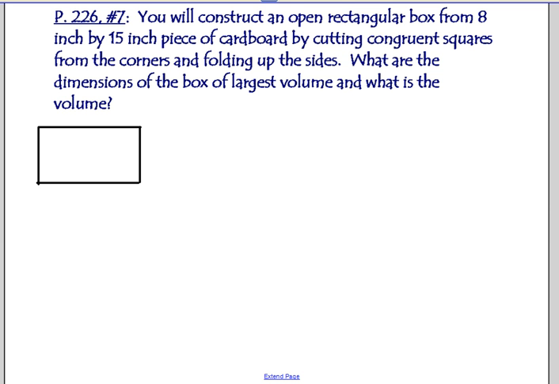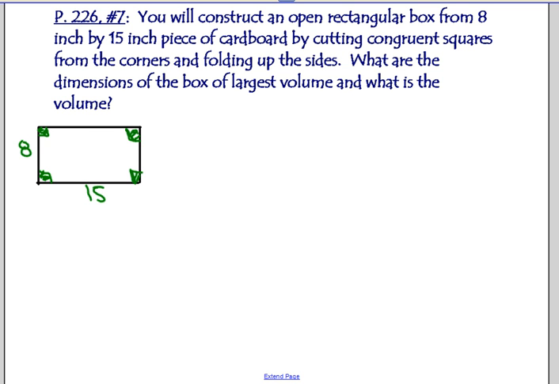Okay, so I have here our rectangle, and this dimension here is 8, this is 15. So what this problem is asking us to do is cut congruent squares from the 4 corners. So I'll cut a square here, here, here, and here. And these are supposed to be congruent squares. So kind of work with me on that. So I cut those squares out.